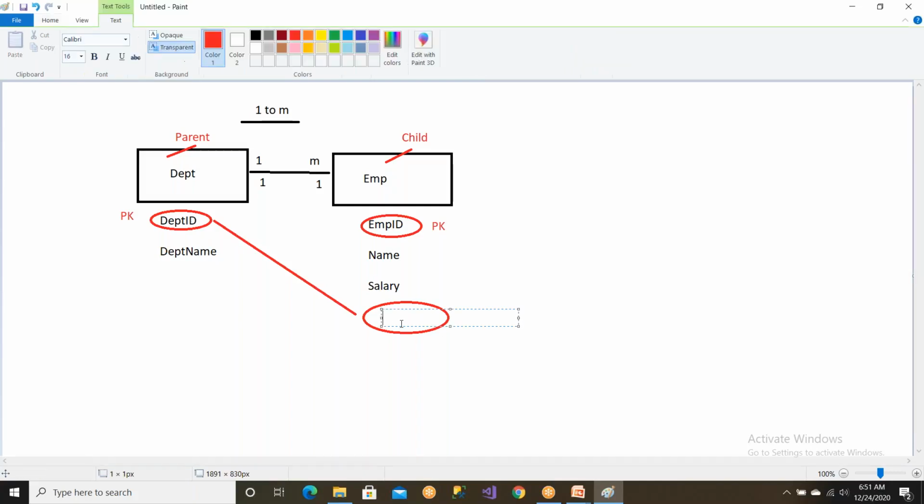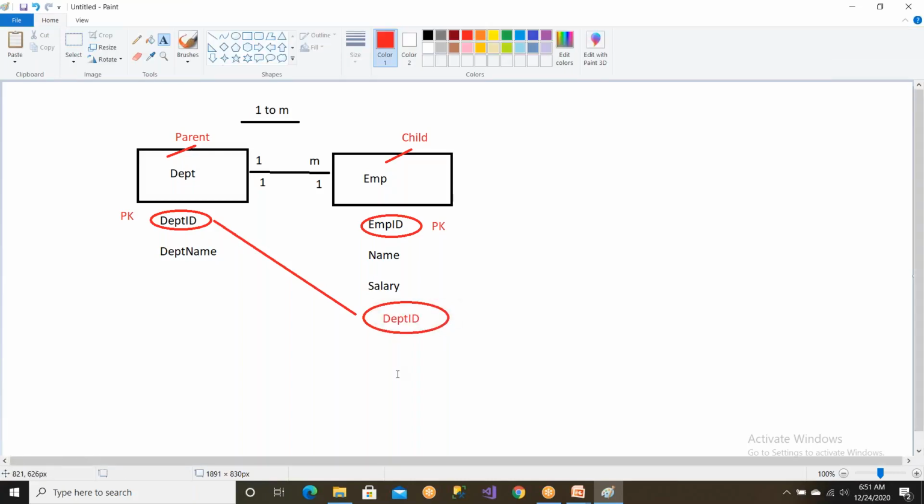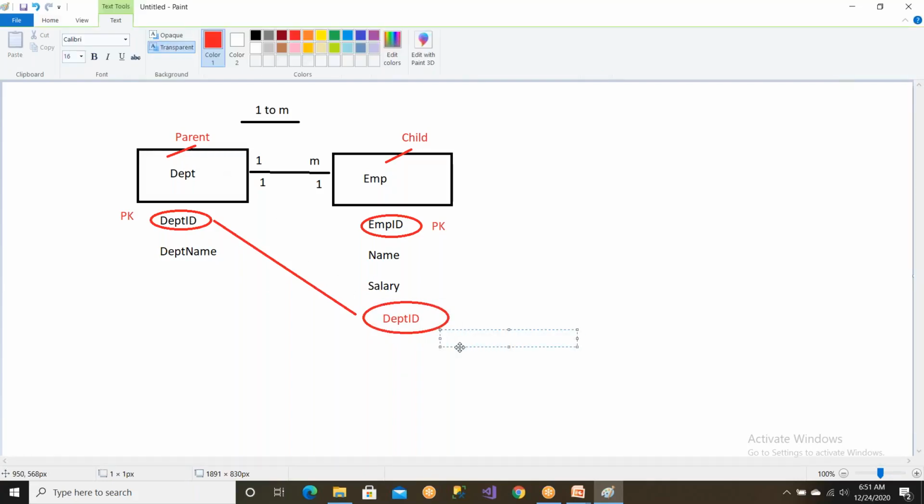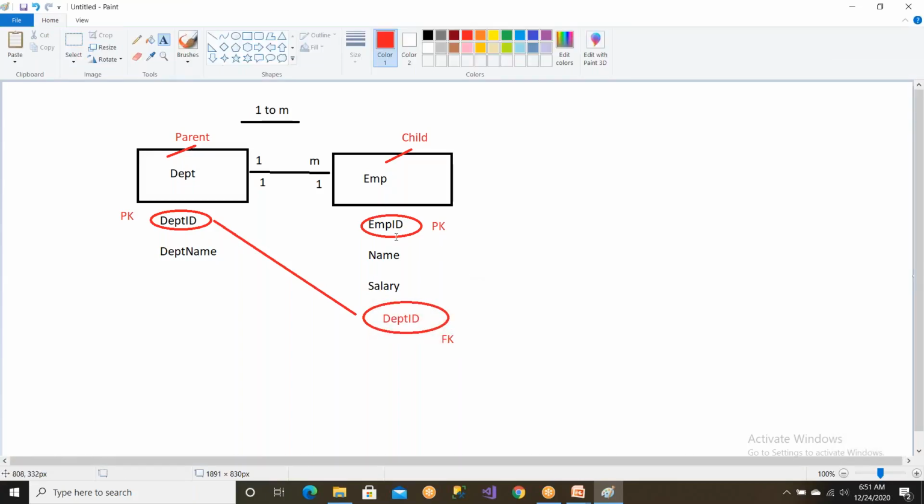That is what I'm talking about today. Why not the other way around? Why can only the parent table's primary key become a foreign key? Why can't we take this employee ID, the child table's primary key, and have it here as a foreign key? That is what we're going to discuss today.